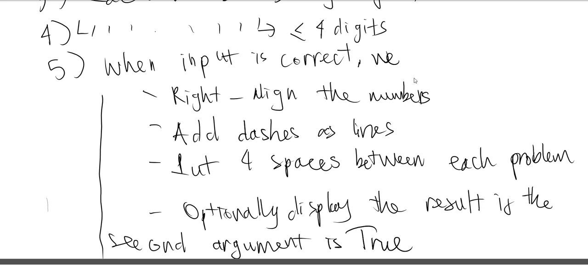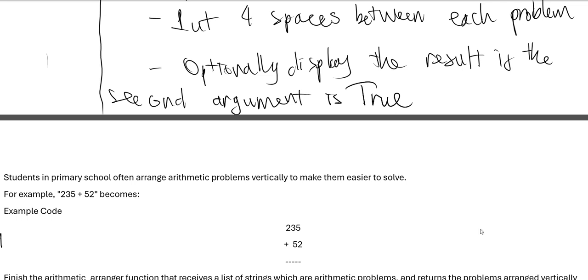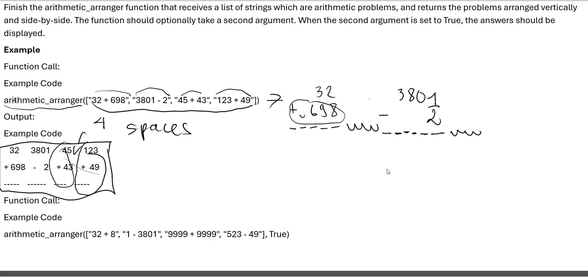And lastly, optionally, if the function contains a second argument in the brackets, we're going to display the solution if it is true in a call, for each problem. Otherwise, we're going to display only the vertical format of the problem. So this is how the desired function should look on the terminal.